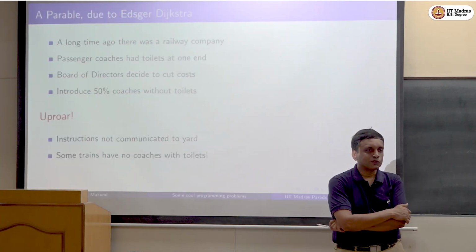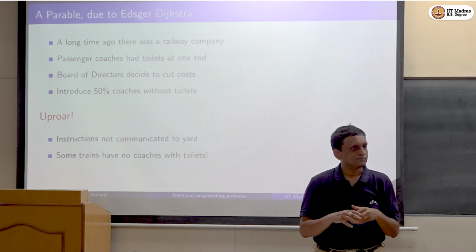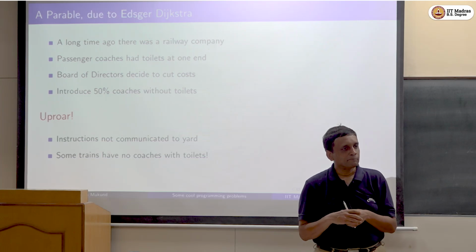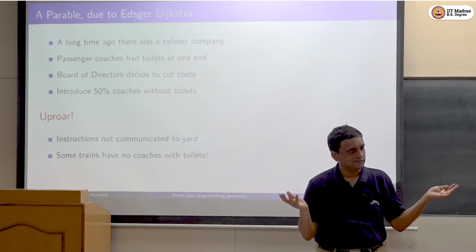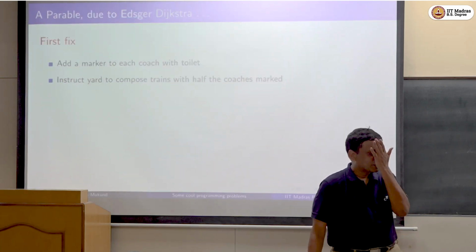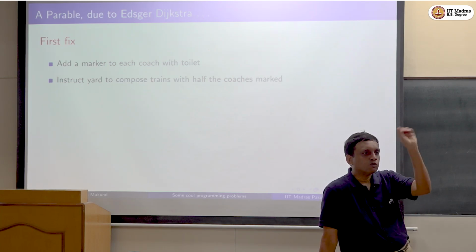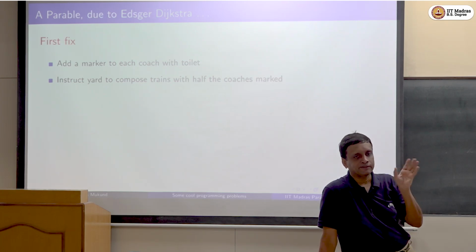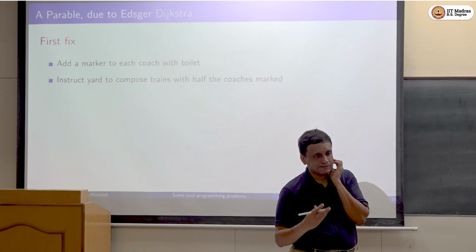But the problem is that this was not passed on correctly to the people who put together the trains. So they were not told that these trains should have a mix of coaches with toilets and no toilets. So there were some trains which had no toilets at all. So the first fix was to mark outside which coach has a toilet, so that when they put together a train, they make sure that it has half and half.